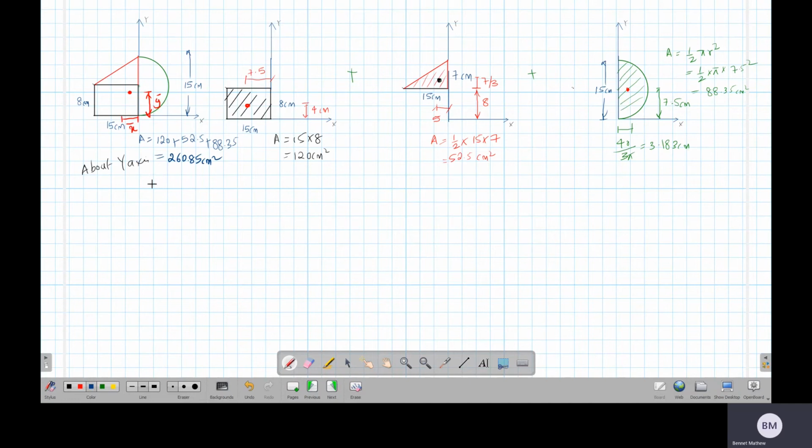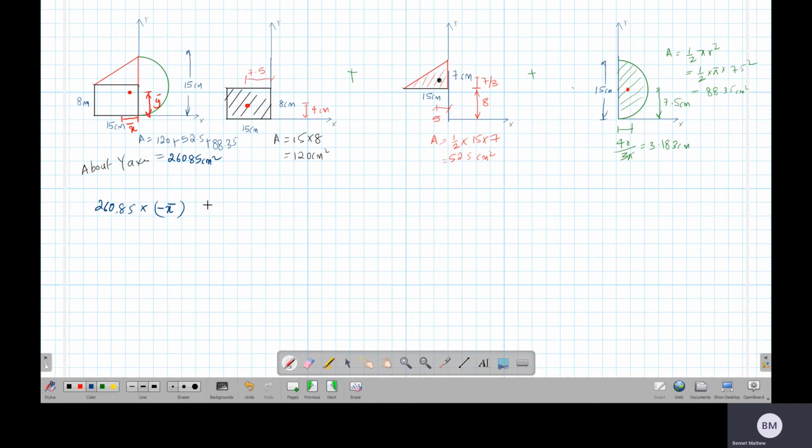Total area is 260.85. So the moment of this area about this axis should be equal to the moment of this area about this axis plus the moment of this area about this axis plus the moment of this area about this axis. First moment of area. So taking first moment of area about y axis, we will get 260.85 times, what is the distance from y axis? It is x bar. So it should be minus x bar, because I am assuming it to be on the left side. Right side we assume plus.